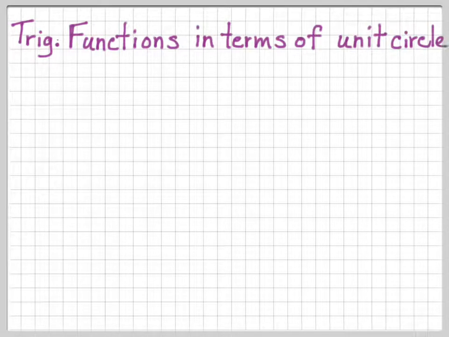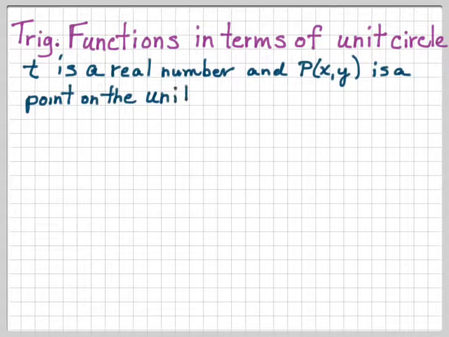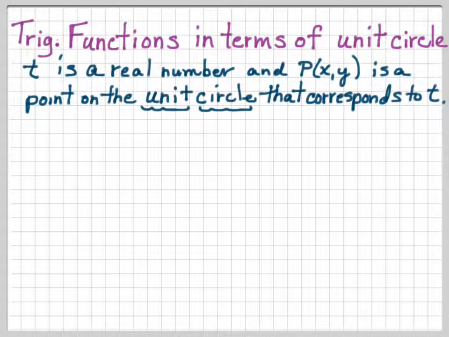Let's talk about trig functions in terms of the unit circle. T is a real number, and the point P, which is x, y, is a point on the unit circle. Unit circle. Circle with radius 1. That's all we're going to be dealing with here. That corresponds to t. So that means the sine of t would be y, because it would be opposite over hypotenuse. The opposite side has a length of y, the hypotenuse is 1. So using a unit circle, the hypotenuse doesn't disappear, but because we divide by 1, we don't write the 1 in the denominator.